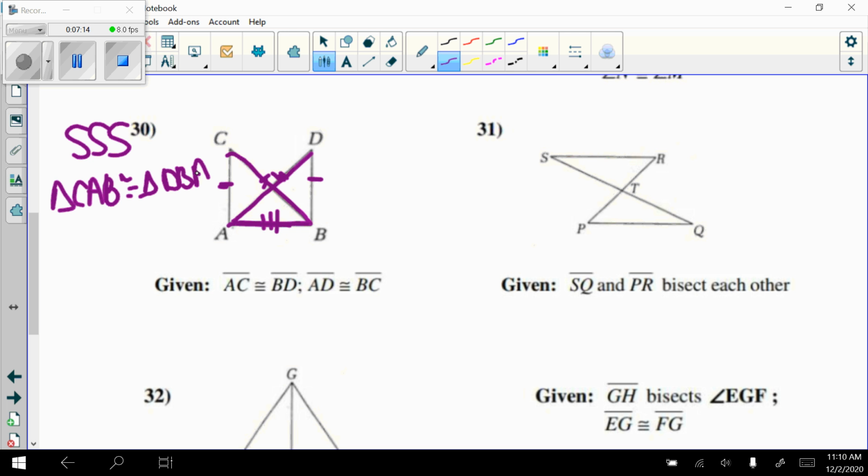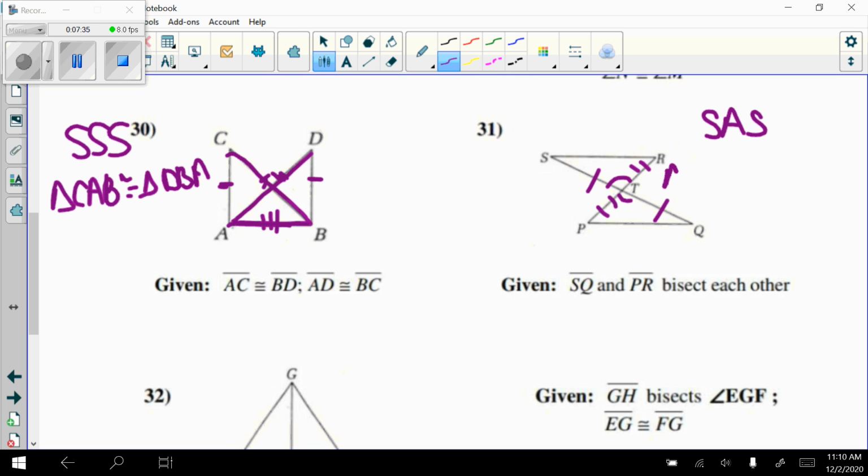31, given SQ and PR bisect each other. So SQ and PR bisect each other. That means that they got cut in half. So that means that both of those are the same. So now I have two pieces of information, but I've got vertical angles. So I really have three pieces. So I have a side, an angle, and a side. So I've got an SAS. Okay. So don't forget about those vertical angles.